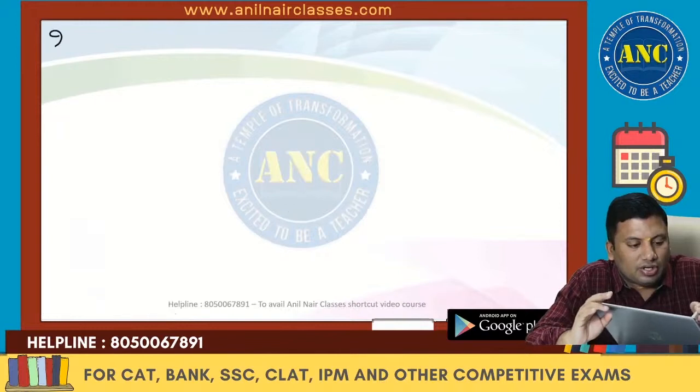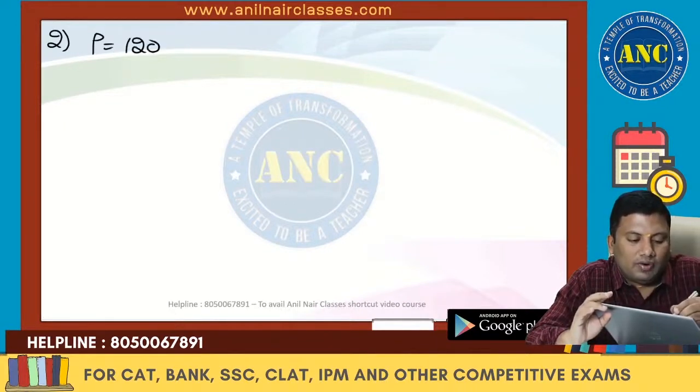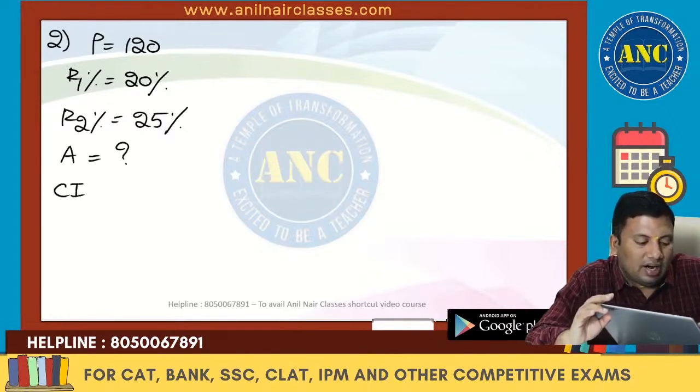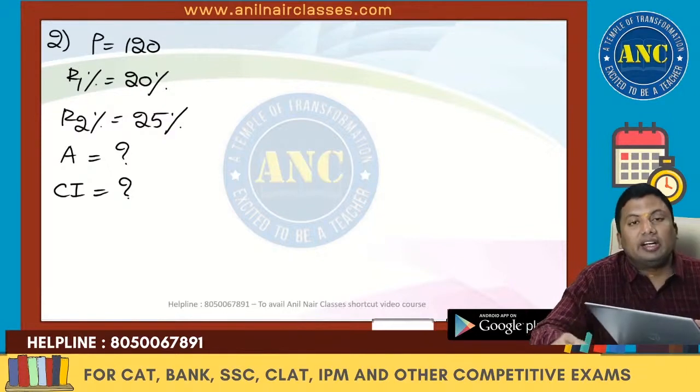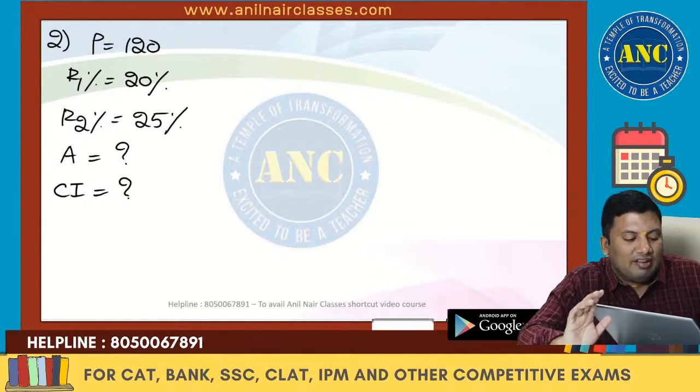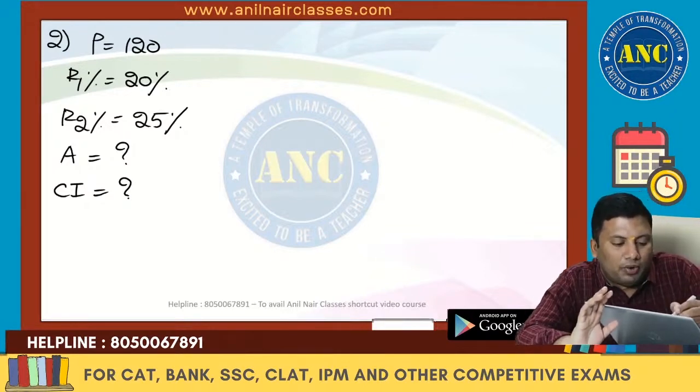Now second question. P is 120, R1 is 20 percentage, R2 is 25 percentage. First year it is 20 percentage, second year 25 percentage. Find the amount and find the compound interest.